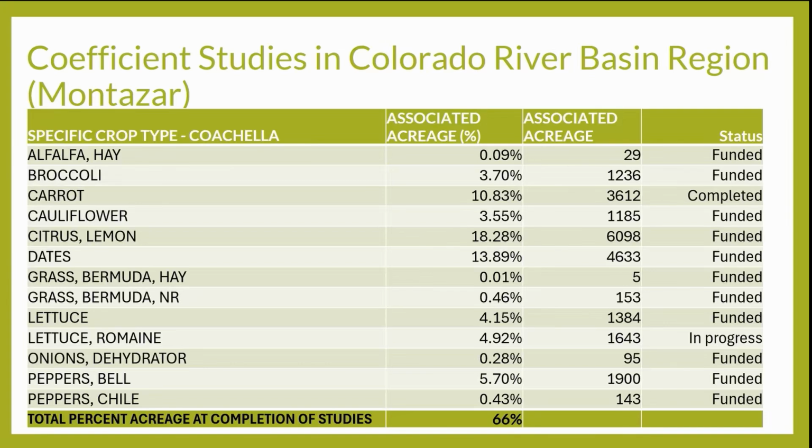And then there's one in progress, but then the remaining ones, these are all recently funded that will start in 2025. Now that we have this information, which we didn't know for sure in July, when all of this is completed, you'll be at 66% of your crop acreage. So this will cover a huge amount, but we move into crops that have less than 2% of your acreage.